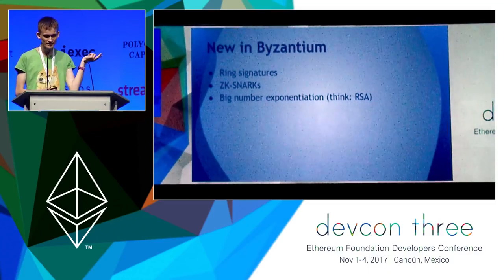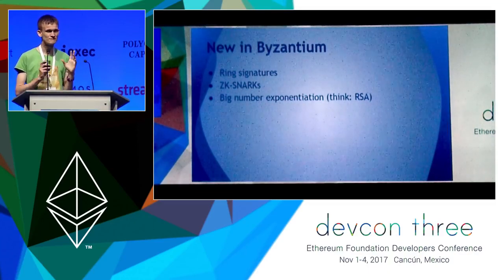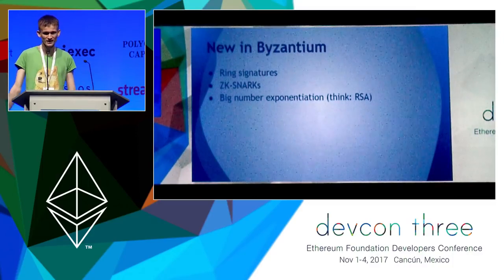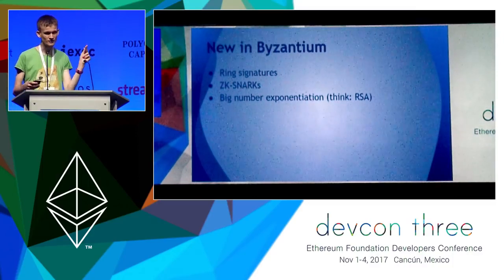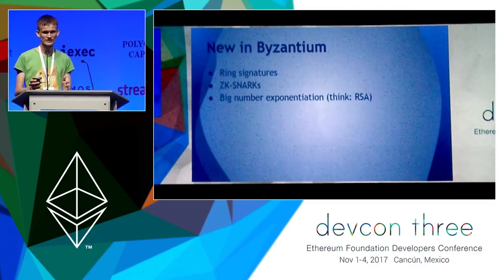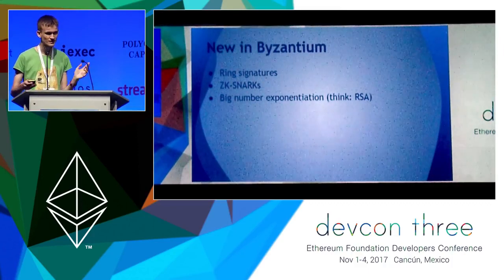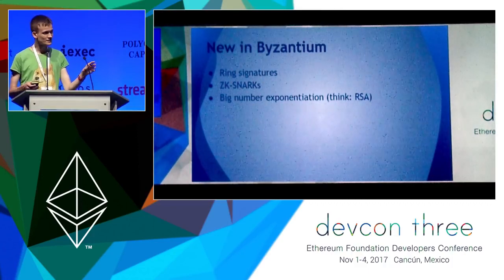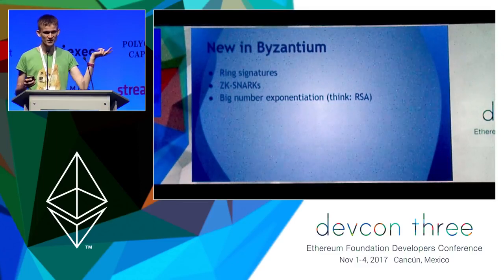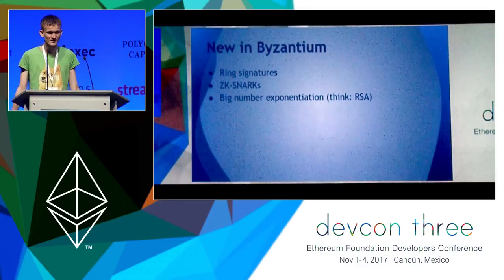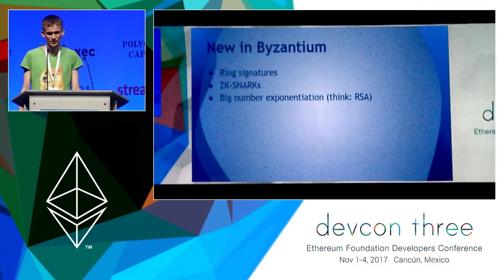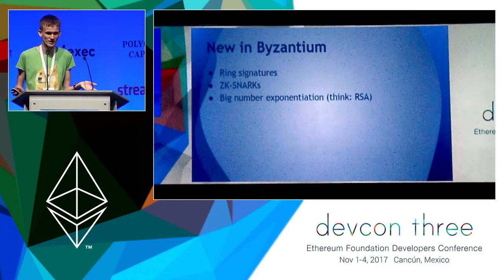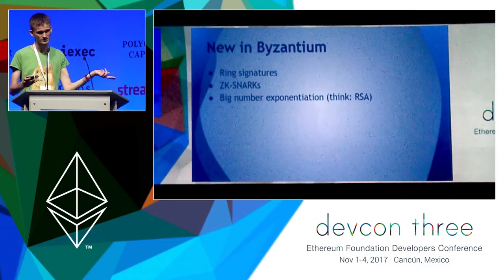But, basically, I would say the sort of main theme of the Byzantium hard fork is adding in this kind of strong cryptography that makes powerful privacy-preserving applications possible. And there are already lots of interesting things that are being built on top of it. There's already a ZK snark-based reputation system that I heard about yesterday. So this is moving forward quite quickly.